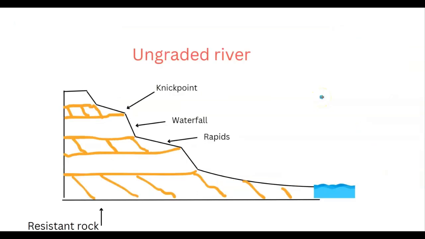You also get ungraded river profiles. This is where there's either too much erosion or deposition taking place. The longitudinal profile indicates a nick point. So the nick point is here, which shows a sharp change in gradient, like waterfalls. So a waterfall will occur here, and also rapids. The profile, therefore, is not a smooth concave shape. You can see it looks very different.